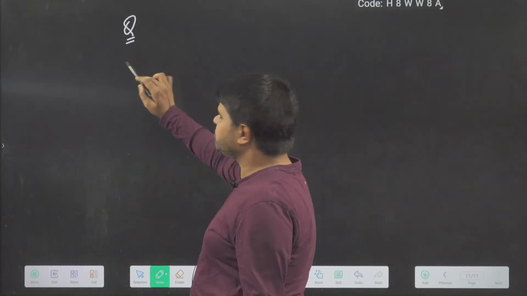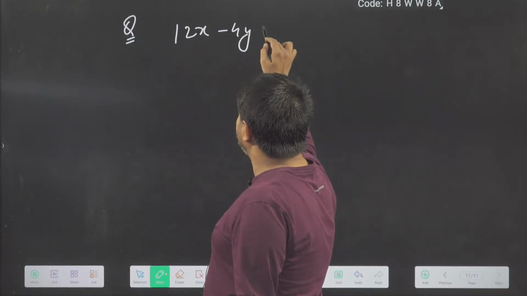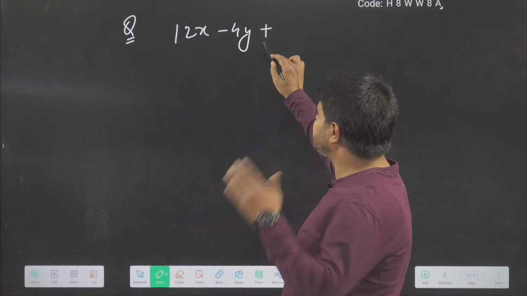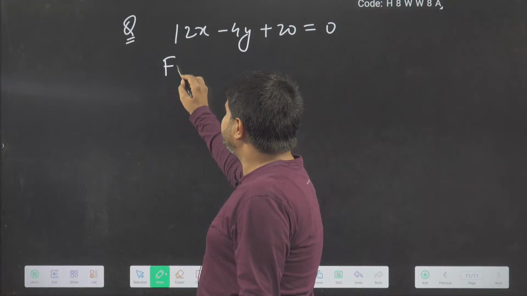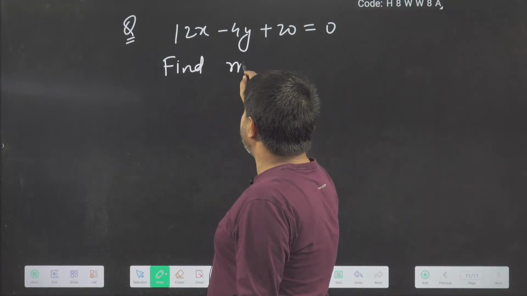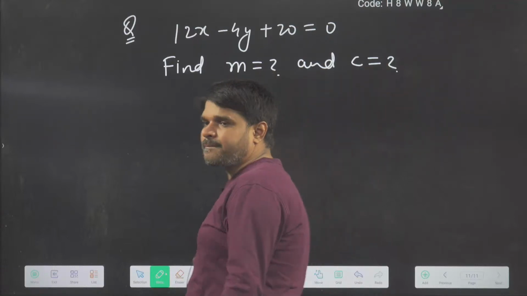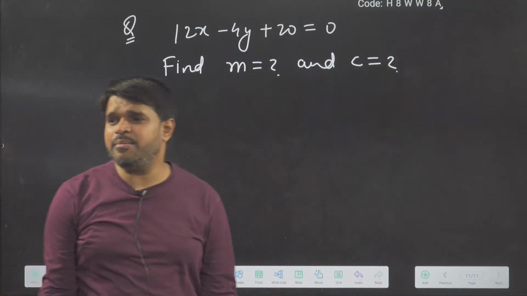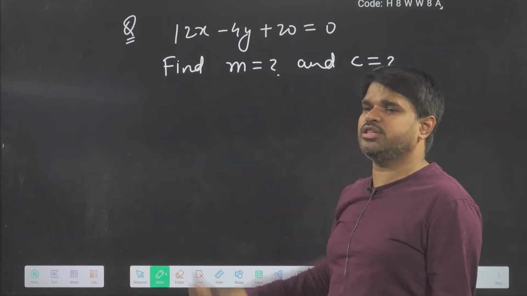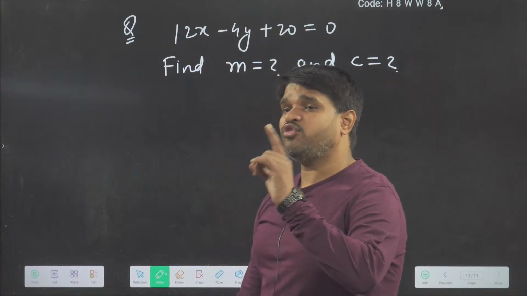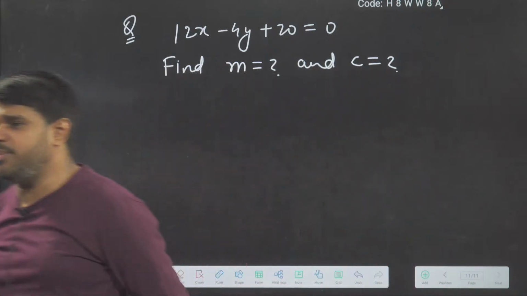The question is 12x minus 4y plus 20 equals 0. Find m and c. Someone is saying to repeat it. I will re-explain using this question. First try. You have to bring y alone on one side, everything else on another side. Let me see the responses.